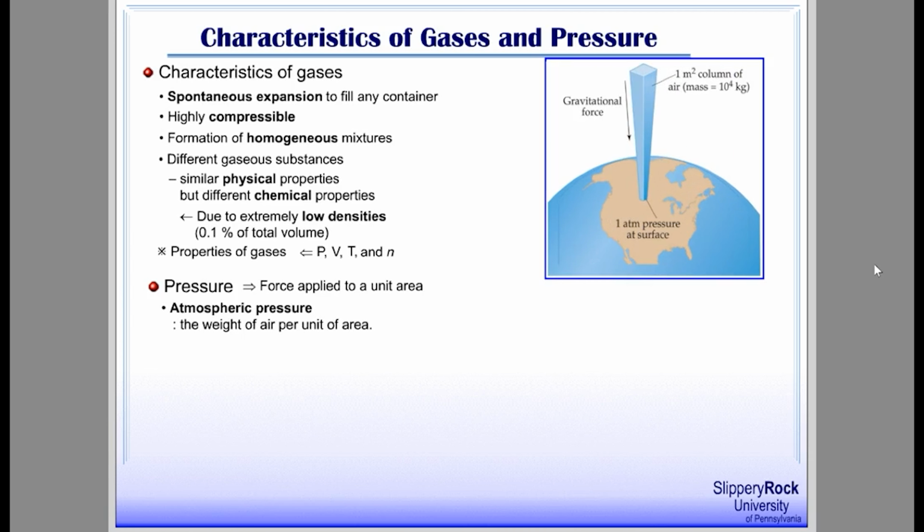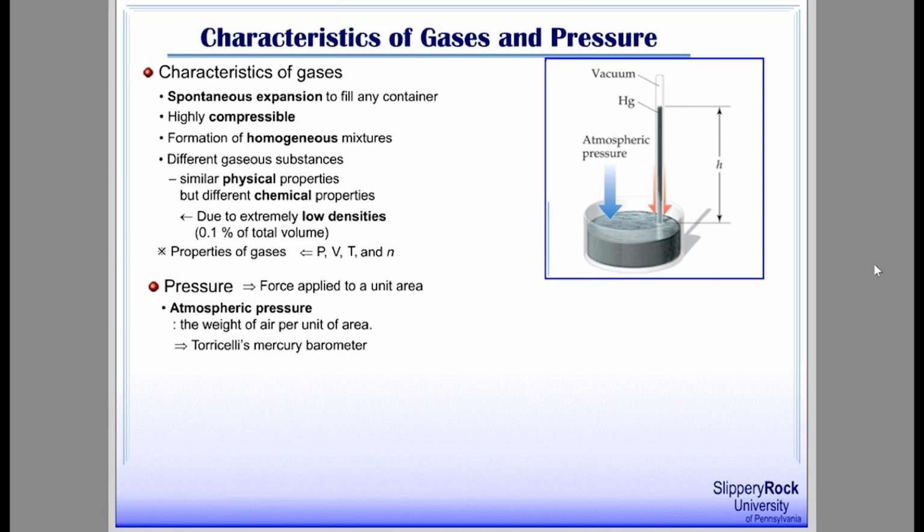Atmospheric pressure is the weight of air per unit area. An Italian physicist and mathematician, Torricelli, performed an interesting experiment to measure atmospheric pressure. He used a 1.2 meter long glass tube and filled it with mercury. He sealed its open end by placing his finger over the end and inverted the tube into a dish containing more mercury and removed his finger.